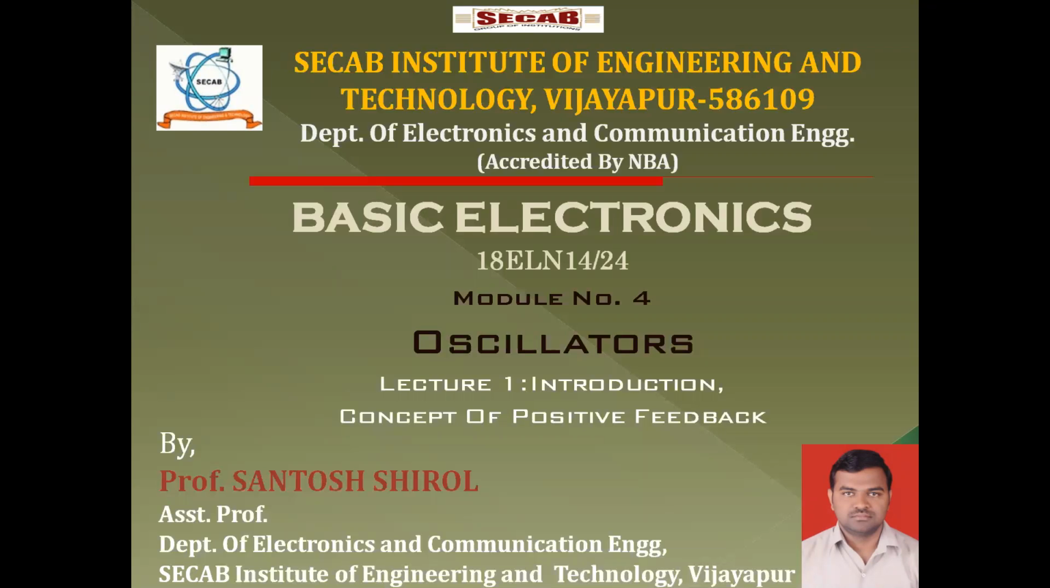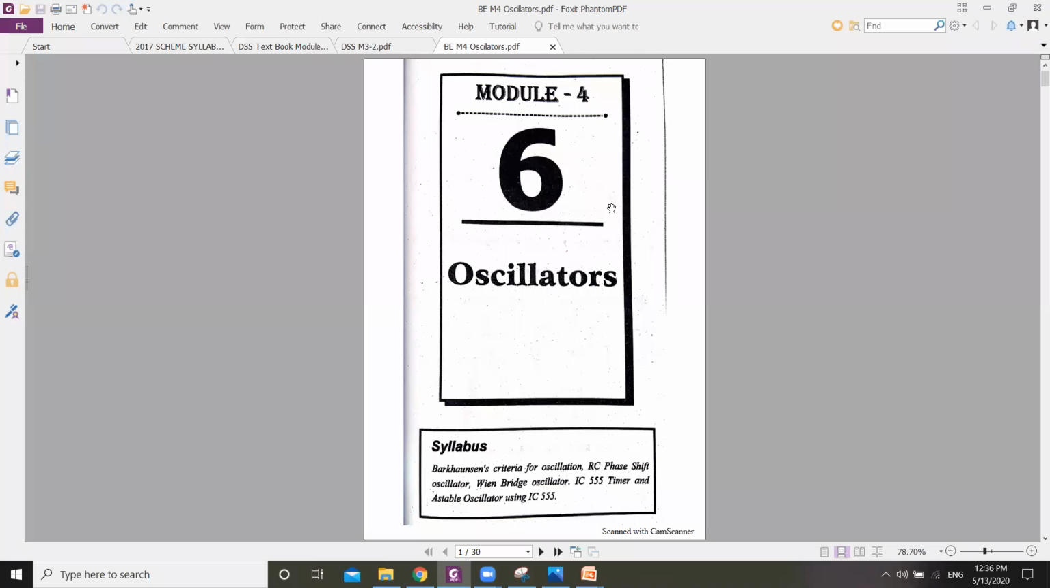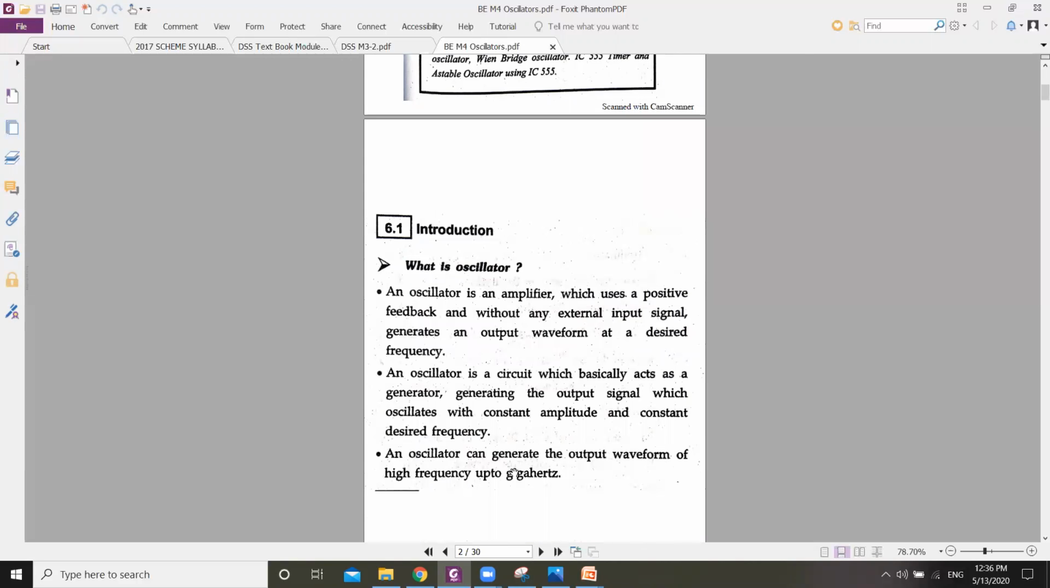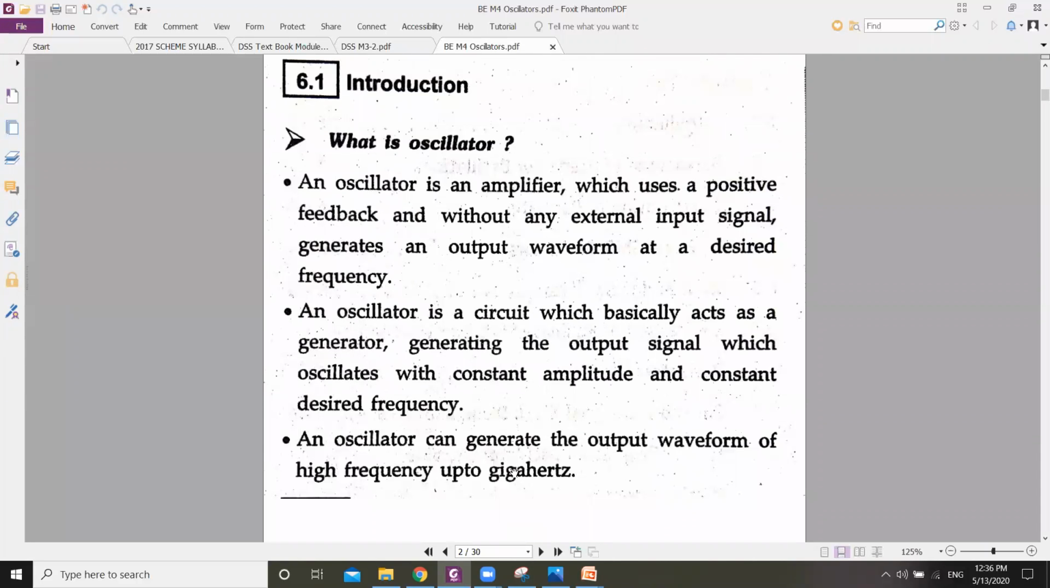Even though these two points, the introduction and the concept of positive feedback, are not in your syllabus, I'm still taking them in order to make you understand the further topics very easily. This is a very important lecture to understand the further topics mentioned in your syllabus. Your syllabus actually starts directly with Barkhausen's criteria for oscillations. Before that, I am going to teach the introduction and positive feedback now. Fine. So let us have an introduction to this.